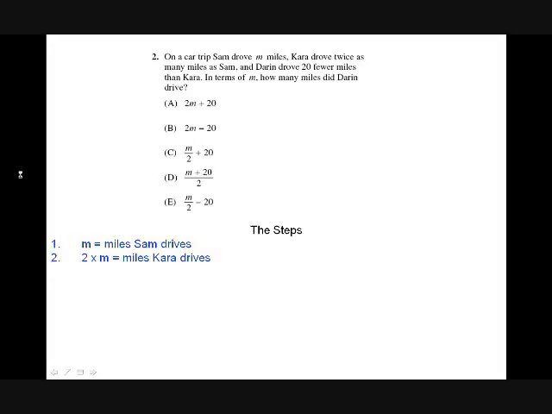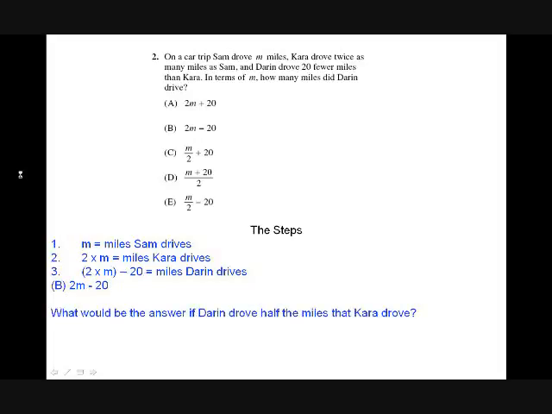Well, if Darren drives 20 fewer miles than Kara, then how would we set that up? That would be 2m minus 20. So Darren drives 2m minus 20 miles. So your answer would be B, 2m minus 20. What would be the answer if Darren drove half the miles that Kara drove? Answer would be 2m over 2 or m. Let's move on to number 3.